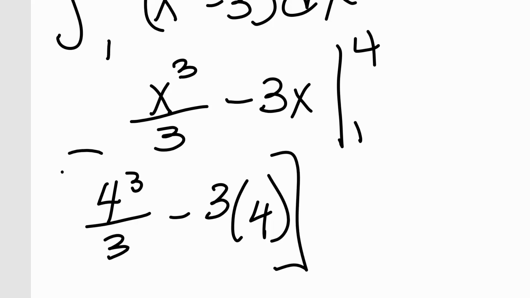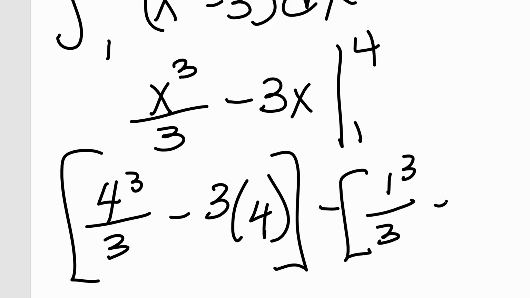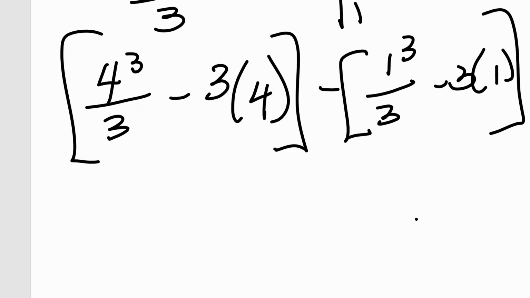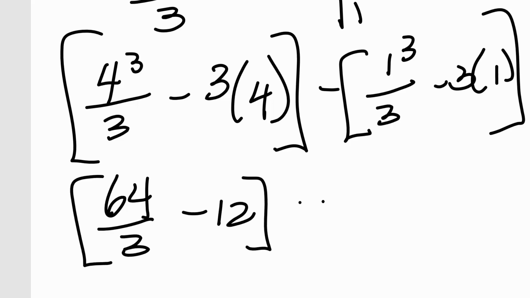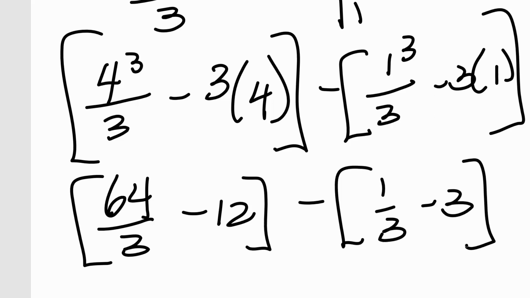So that's what I'm going to get when I plug in the 4. Then I'm going to plug 1 in for everything. So I'm going to get 1 cubed over 3 minus 3 times 1. So I'm going to plug 4 into everything here, minus plug 1 into everything here. And then we just simplify it down. So 4 cubed is 64 over 3 minus 12, that's in my first bracket, minus 1/3 minus 3 in my second bracket.